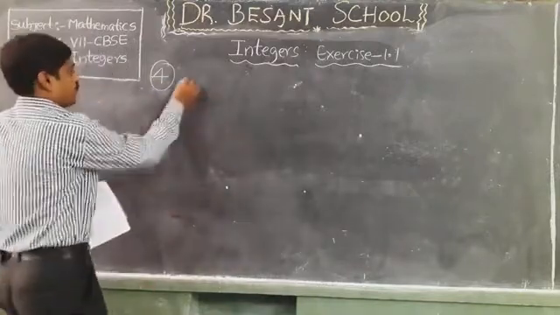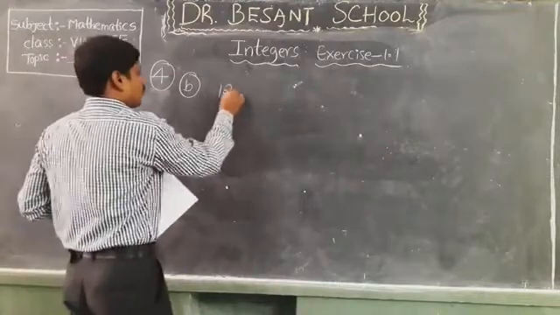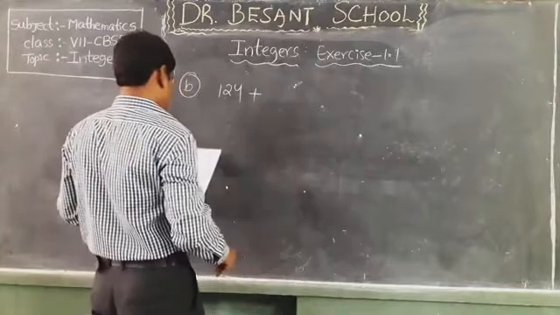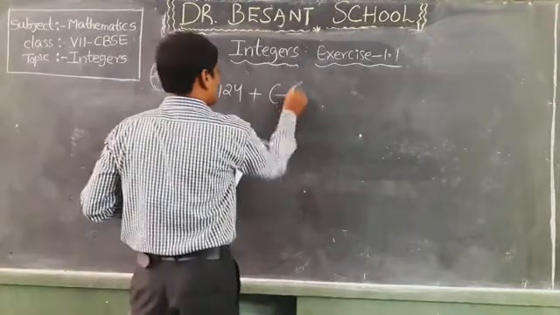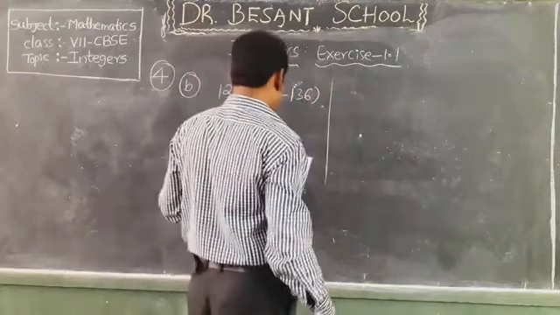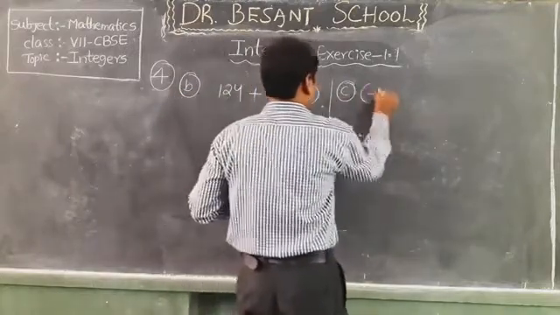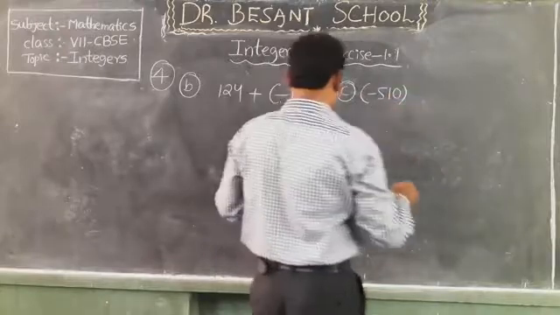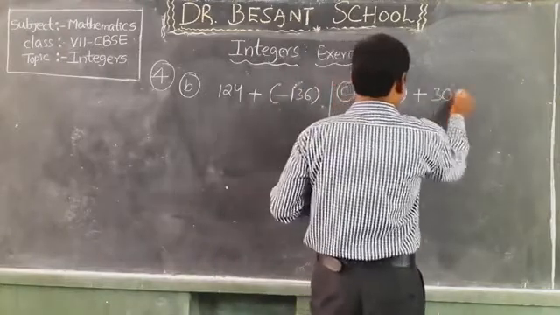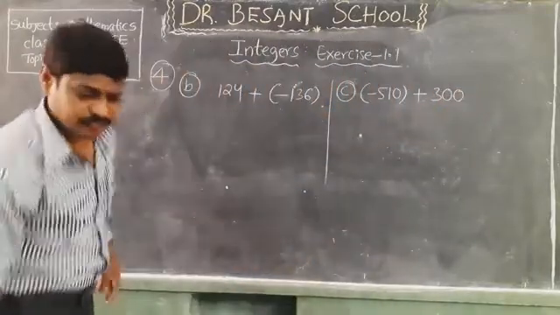Now, B, 124 plus minus 136. Okay. Next, C, minus 510 plus 300. These two problems, now we will solve.